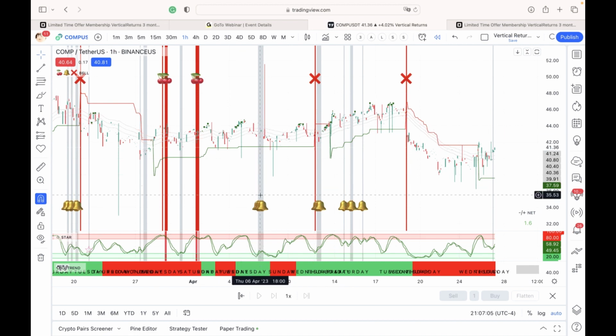Cherry Bell setup. A lot of times when Joe's working with a client and they're talking about their trades and whether they won or lost that day or that week, he'll say, what was your setup? Cherry Bell setup. If it wasn't the first bell after the cherry, then it wasn't the ideal setup. Cherry Bell Star is even better.